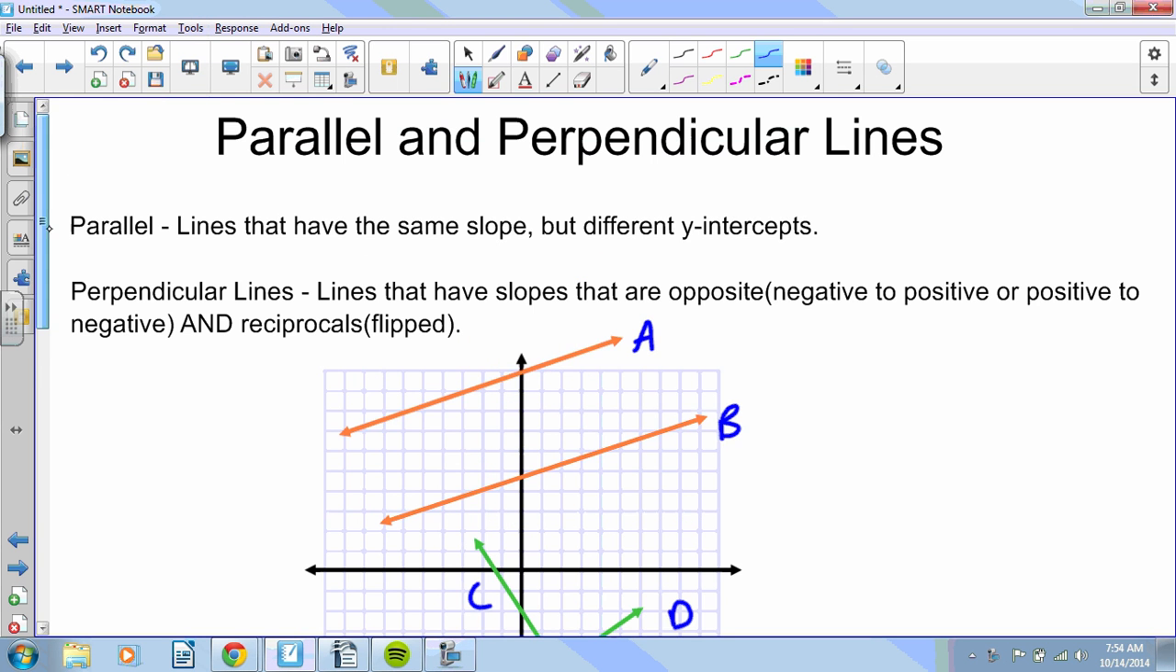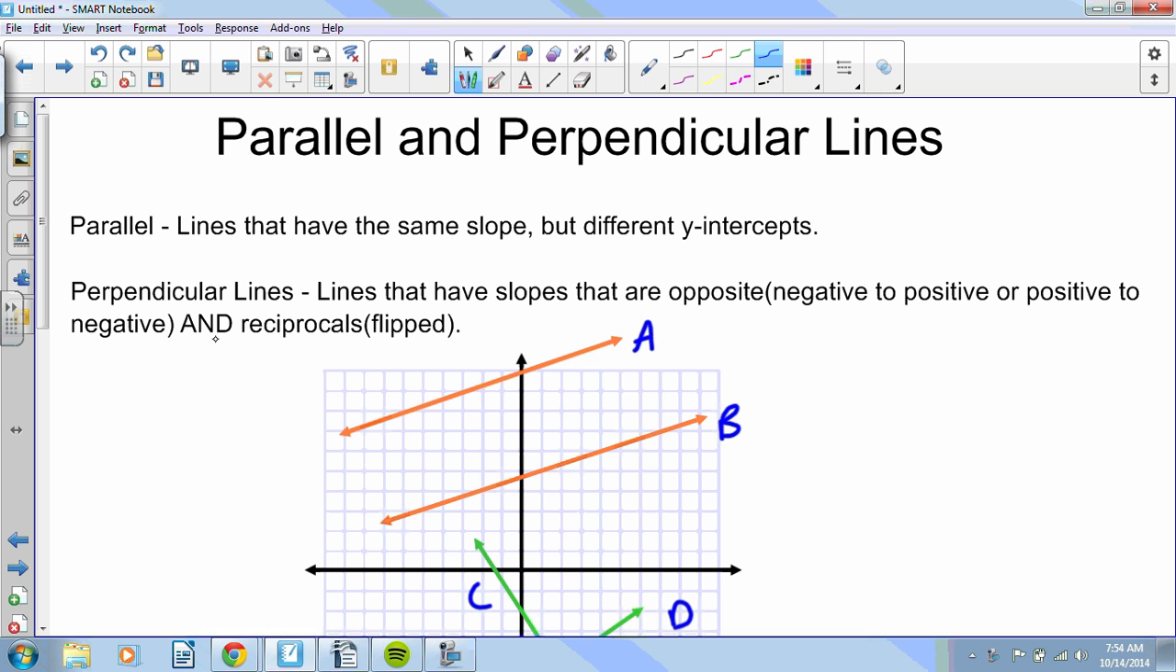Okay, so let's talk about section 4 here. Parallel and perpendicular lines. We're still dealing with slopes. We're still dealing with all the line stuff we've been talking about the last few days. But today we're going to specifically talk about special relationships between lines, parallel and perpendicular.